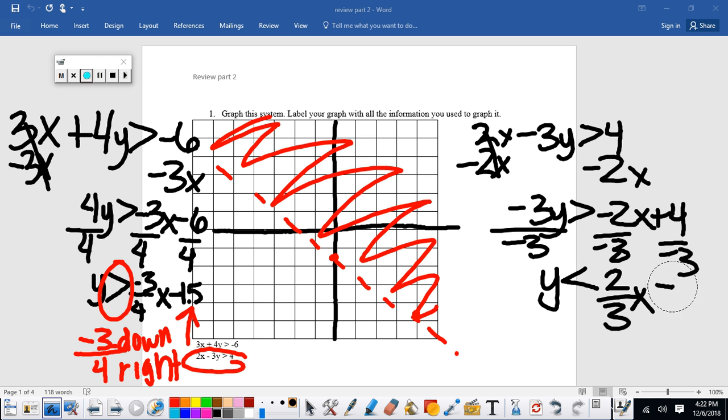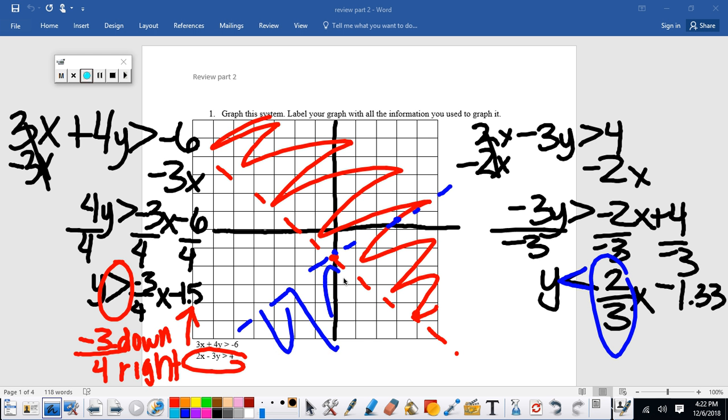And then again, I'm going to leave this as a decimal just because it's going to be easier for me to find it on the graph. Negative 1.33 is around there. And then I'm going to rise 2, run 3. So 1, 2, 1, 2, 3, that's about there. This symbol does not have a line there, so it is a dashed line. And because it is a less than symbol, I am going to shade below.